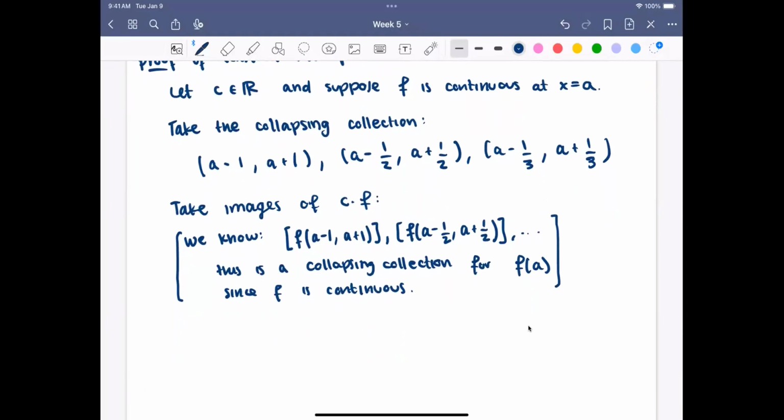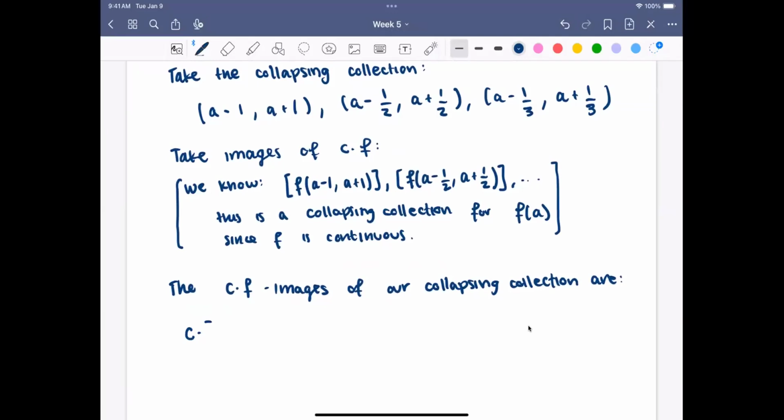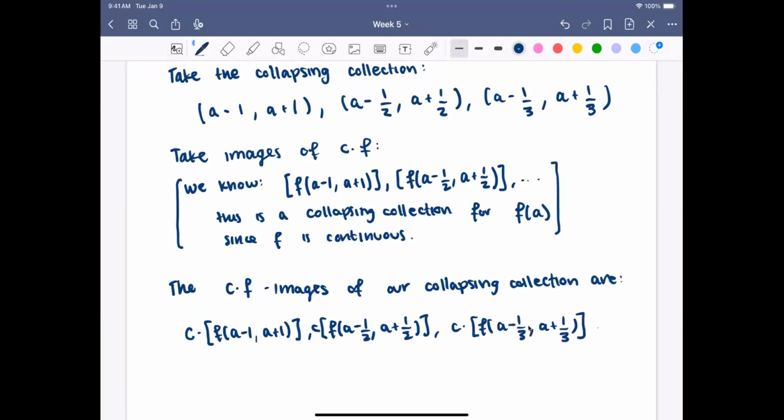So what do we get out of this? The C times F images of our collapsing collection are C times these wrappers: F of A minus 1, A plus 1, F of A minus 1/2, A plus 1/2, C times that, C times the wrapper of F of A minus 1/3, comma, A plus 1/3, and so on.